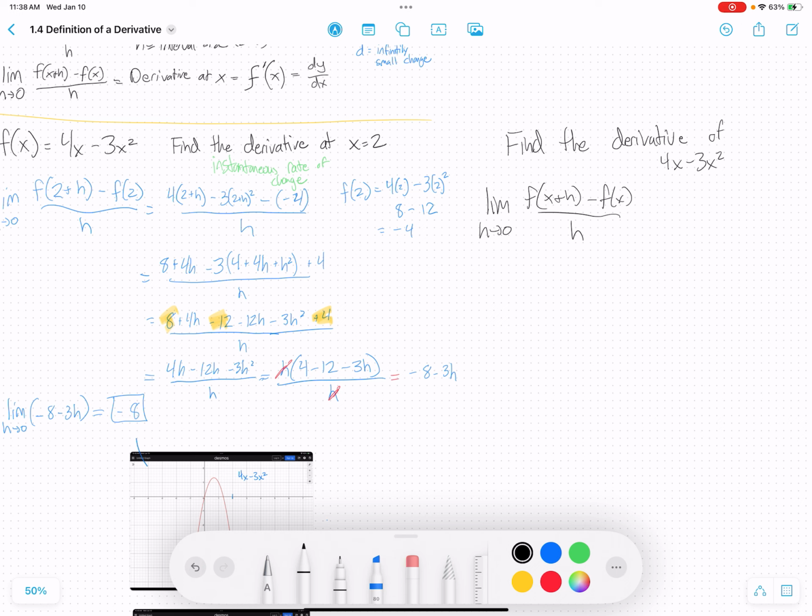See what happens. This gives me 4 times x plus h minus 3 times x plus h squared minus 4x minus 3x squared. I'll go ahead and multiply everything out and take a look at what happens. I get 4x plus 4h minus 3x squared minus 6xh minus 3h squared minus 4x plus 3x squared.